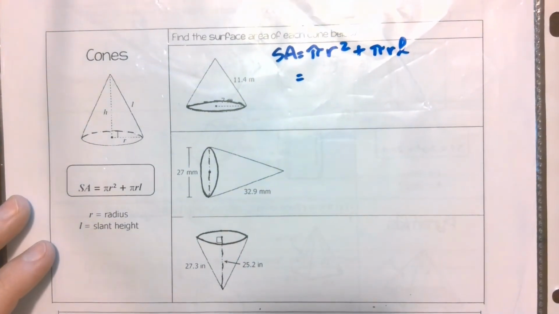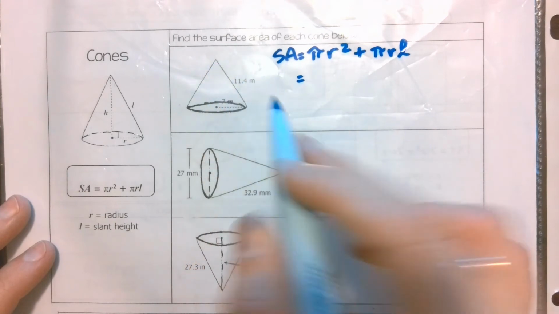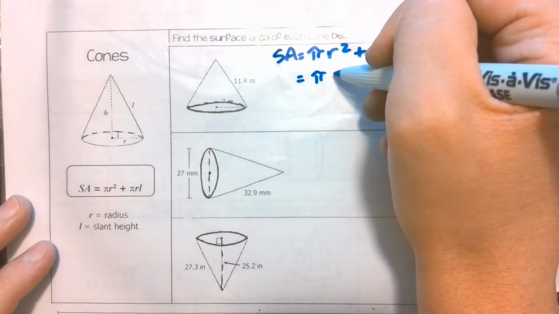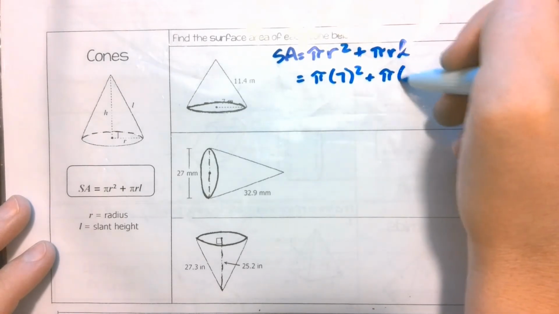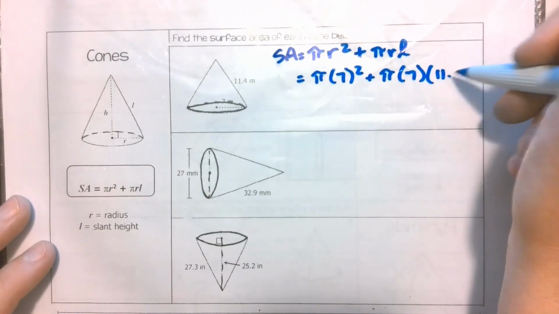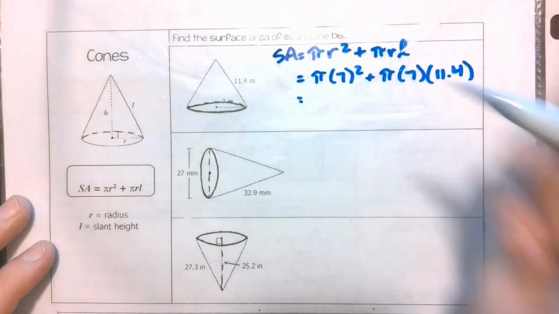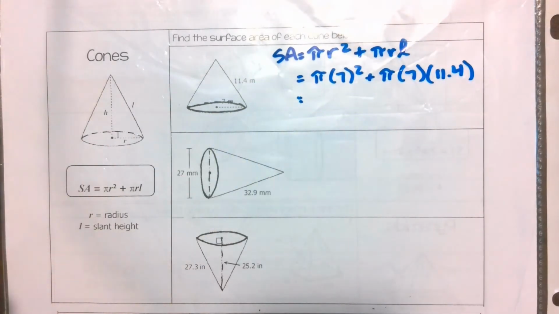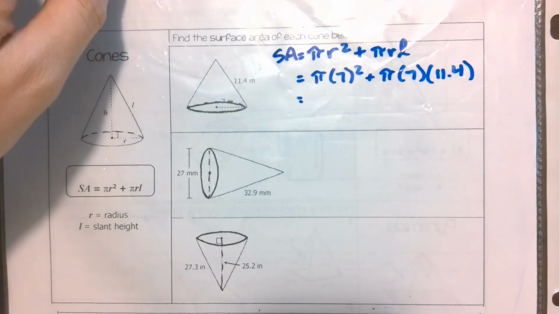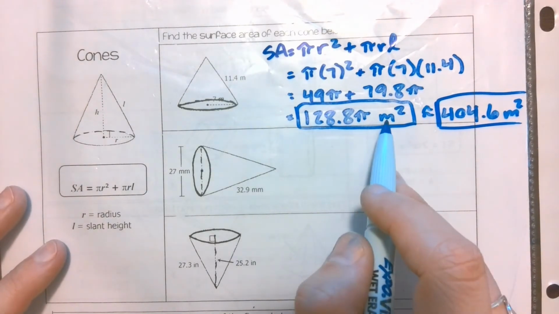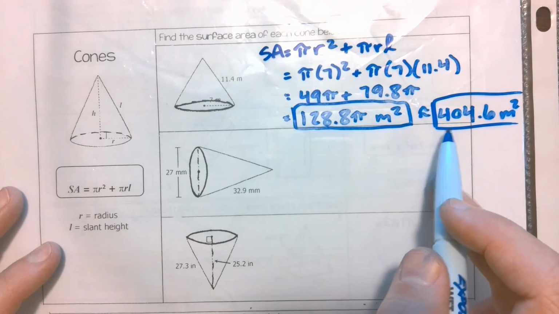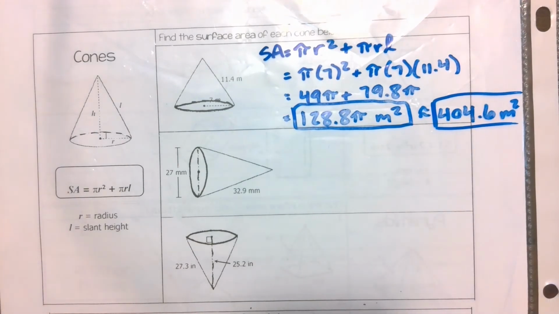So in my first example, I'm given the radius. I'm also given the slant height, so I don't have any issue here. Got my 7 for all of the radii, 11.4 for the slant height. Because the cone has a circle in it, I'm going to end up with those pi's, and again, I can either leave it in terms of pi or round it to the nearest tenth. And we should get either 128.8 pi meters squared or about 404.6 meters squared.